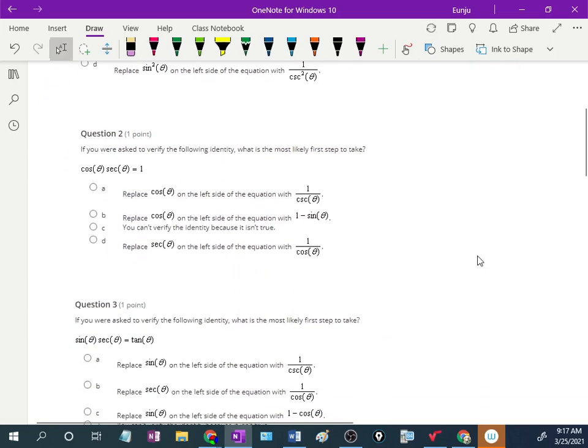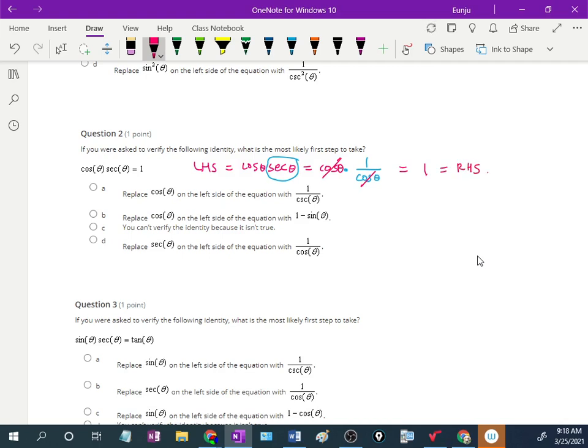If you're asked to verify this identity, what would you like to do? So let's see, cosine theta, secant theta. So left hand side, I'll start with it, okay? Cosine theta, secant theta. Next step, I'm going to use a reciprocal identity. What is a reciprocal identity for secant theta? That's right, that is 1 over cosine theta, right? So I replace that part. And then let's simplify. Oh, I forgot writing theta. These two canceled out, so we have 1 only, that is right-hand side.